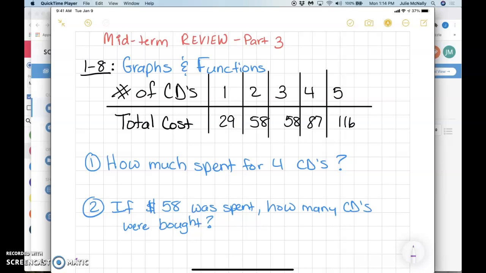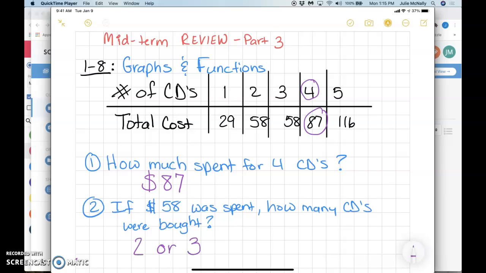For example, how much was spent for 4 CDs? $87 would be the answer to that question. You just have to follow the chart and read: when we bought 4 CDs, we paid $87. And then number 2, if $58 was spent, how many CDs were bought? That's the exact answer I was looking for.